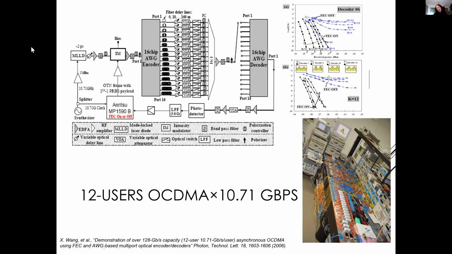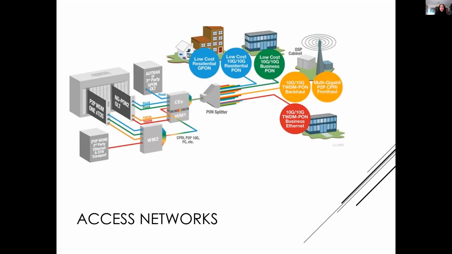Here is a picture to show that optical communication is quite complicated. You need a lot of lab equipment. But in that case, we transmitted 12 users. Each user was transmitting at 10G.